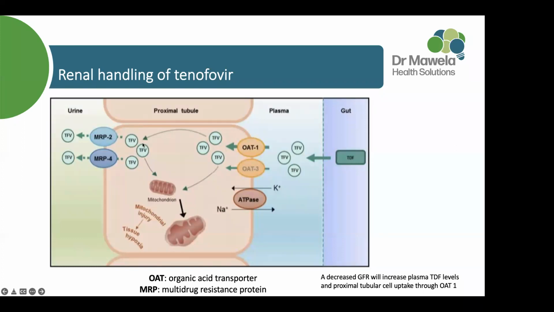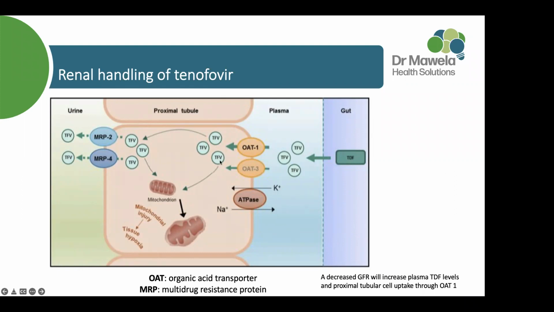And then under normal circumstances, you would then expect the TDF to be excreted in urine using your MRP2 and 4, right? However, these receptors can be injured because the mitochondria are injured. Then you have accumulation of TDF in the tubules. Then it's a cycle where now you have an ongoing cycle of absorption, retention, destruction of your mitochondria, tissue hypoxia, and more problems.